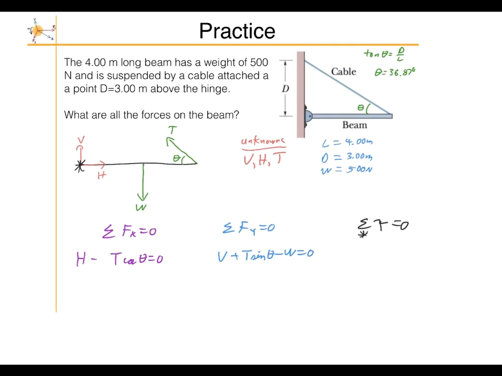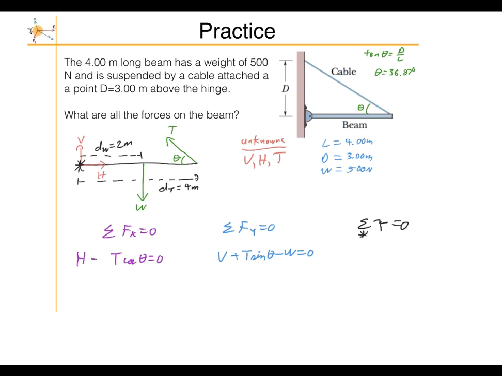And so now for the torques. For the torques, we need the distance. So we need the distance of this thing here. How far is the weight from the pivot point? Well, it is halfway out, so it'll be 2 meters. And how about the torque due to the tension? That one is all the way out at the end, so it's going to be 4 meters out.